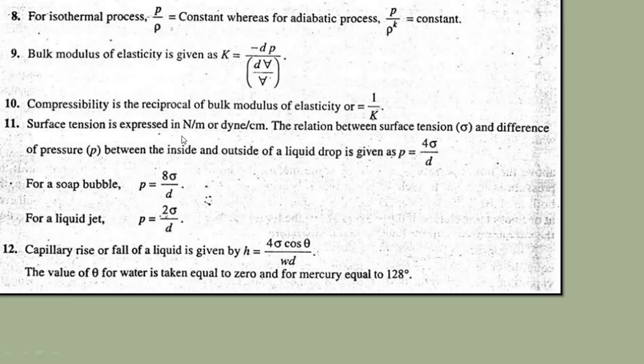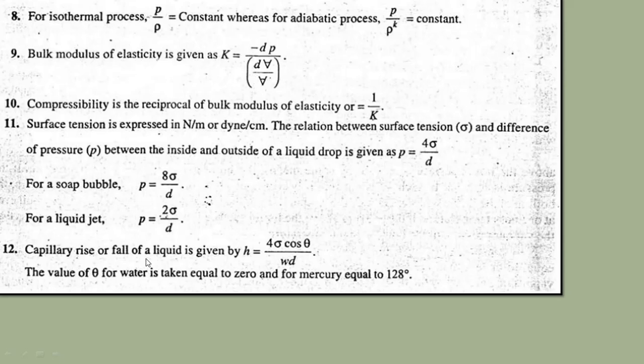Surface tension is expressed in Newton per meter or dyne per centimeter. The relation between surface tension sigma and difference of pressure P between the inside and outside of a liquid drop is given as P is equal to 4 sigma divided by D. For a soap bubble, P is equal to 8 sigma divided by D. For a liquid jet, P is equal to 2 sigma divided by D.